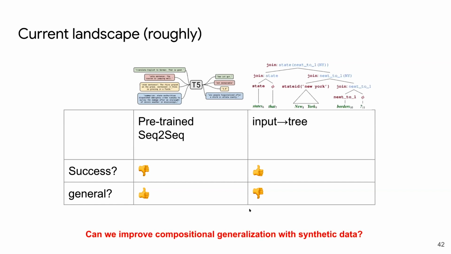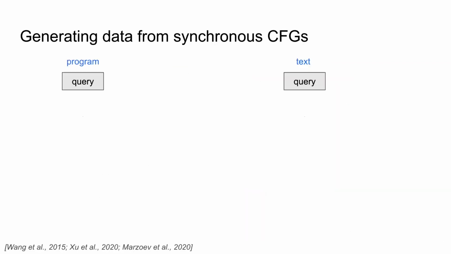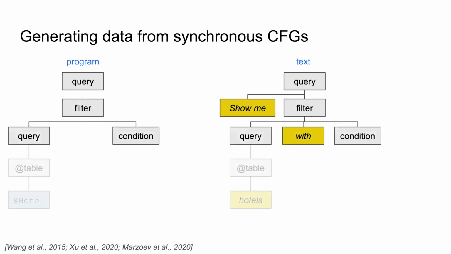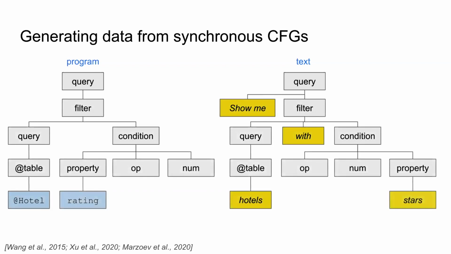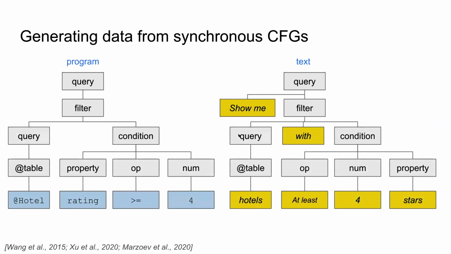And there's been a lot of work also under this line of trying to see if we can fix the data rather than the model, just generate data that is useful for compositional generalization. So in this work, we generate data from a synchronous context-free grammar. I'll go over this quickly for the sake of time. Basically, you have a grammar that automatically generates, in parallel, both programs and text. Here this grammar generates the sentence, show me hotels with at least 4 stars, and it corresponds to some program that you execute on a database. And because it's completely synthetic, you can generate infinite data from that.